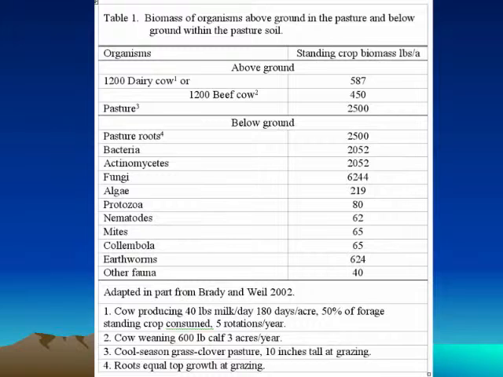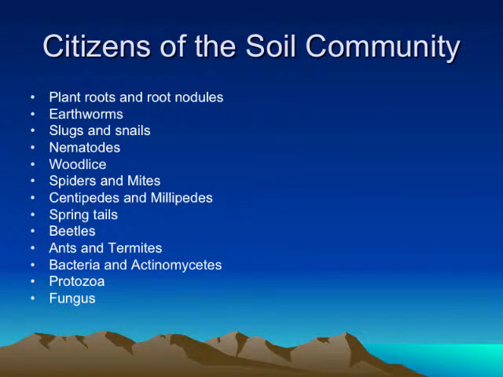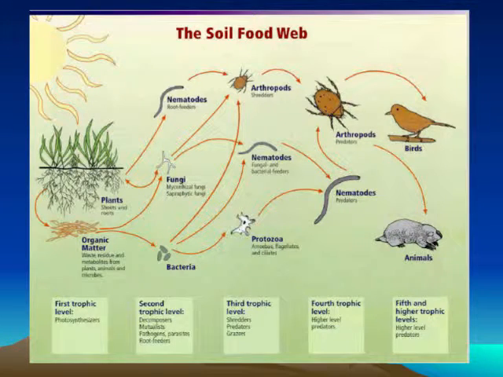But look at this. Bacteria, actinomycetes, almost as much as roots. Fungi, more, or as much as the roots, bacteria, and actinomycetes. Then our lesser organisms. But look at this. Look how much biological activity there is below ground compared to what there is above ground. A lot more. So we have a lot of these critters. To learn more about this, go to the Soil Food Web on the internet.